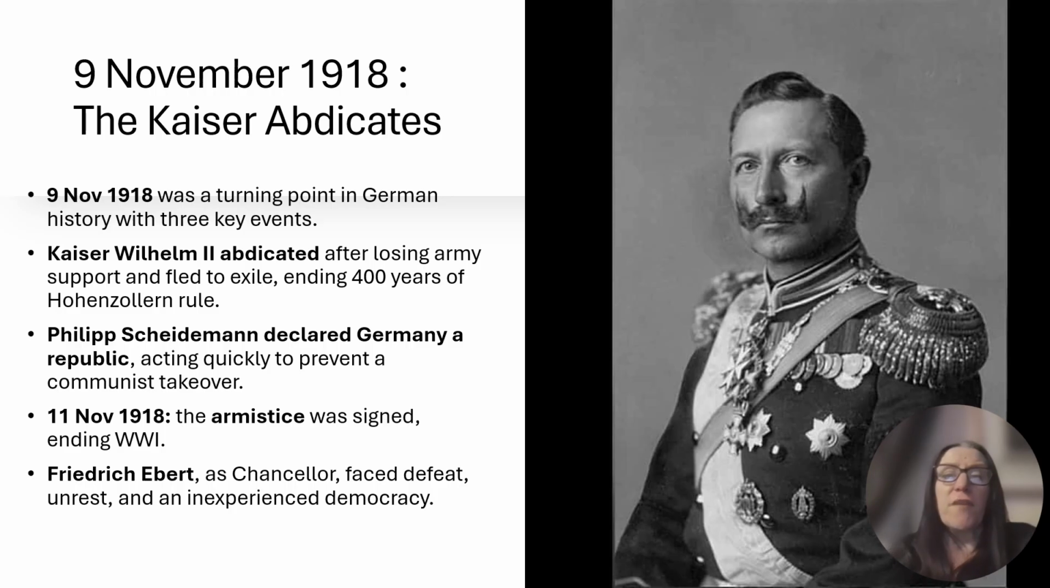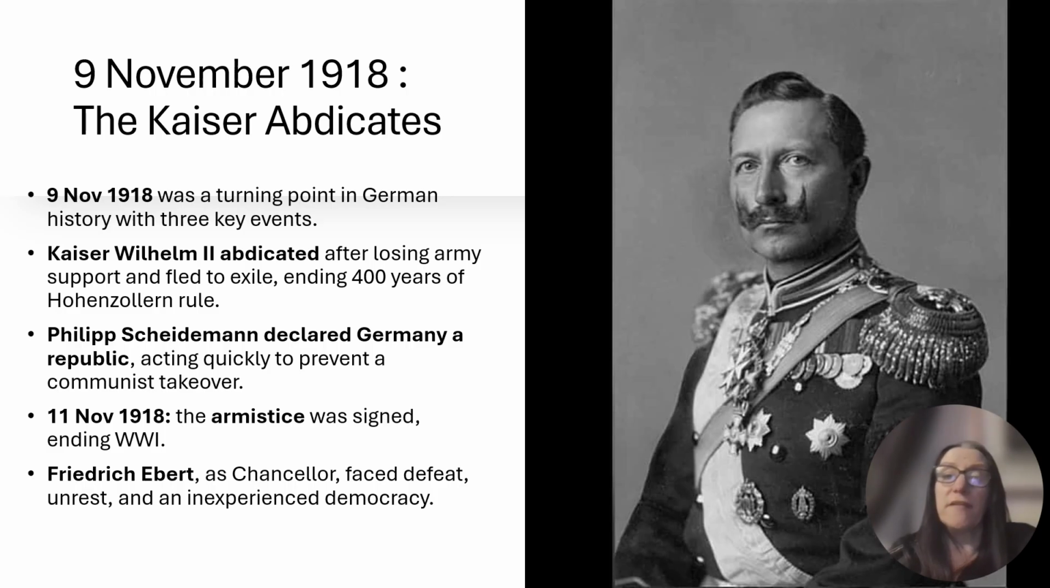So the 9th of November 1918, the most important single day in Weimar Germany's history, three things happen, and you really should know all three. Firstly, Kaiser Wilhelm II abdicated. He was at his military headquarters in Spa, Belgium. His advisers told him that the army would no longer fight for him. The Social Democrats told him that unless he abdicated, they couldn't prevent a full communist revolution.